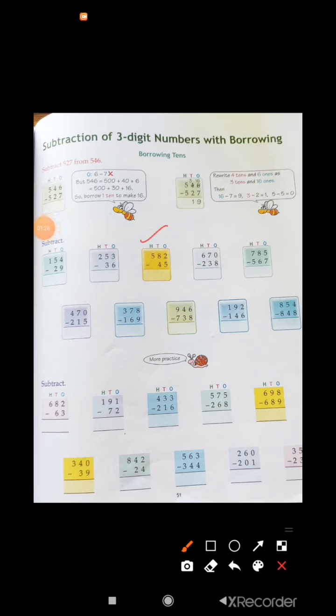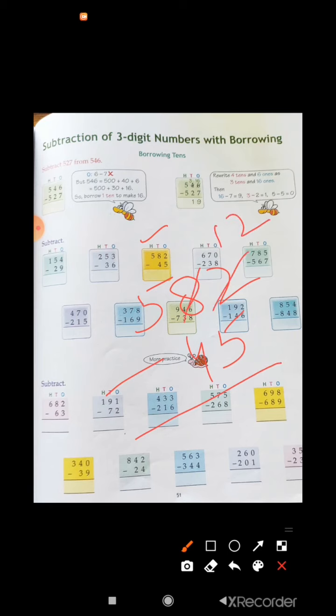Now next question, 582 minus 45. Take borrow from 8, here will be 12, and here 7. 12 minus 5 is 7, 7 minus 4 is 3, and 5 minus 0 is 5. The answer is 537.